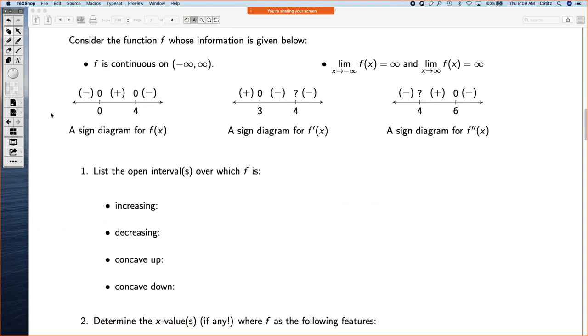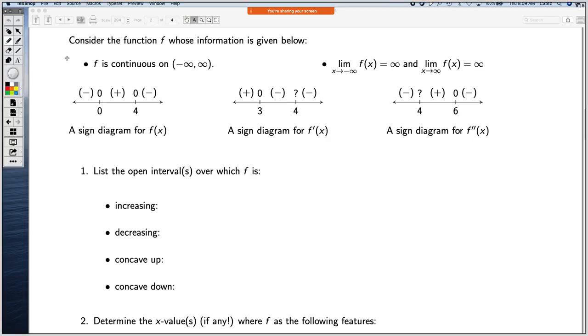Consider the function whose information is given below. So we're told that f is continuous everywhere. We're told that the limit, now there's a typo here, so you need to make this change. The limit here is actually negative infinity, and this is also negative infinity. So there's a typo here. I'll have to go back and change it.